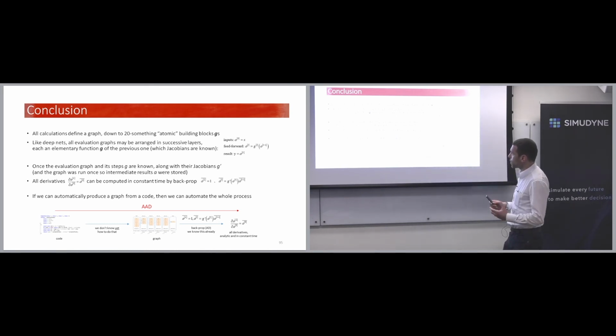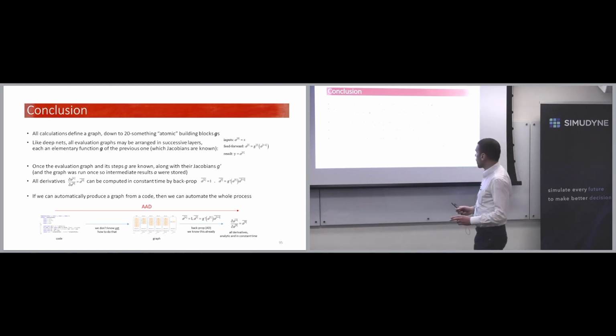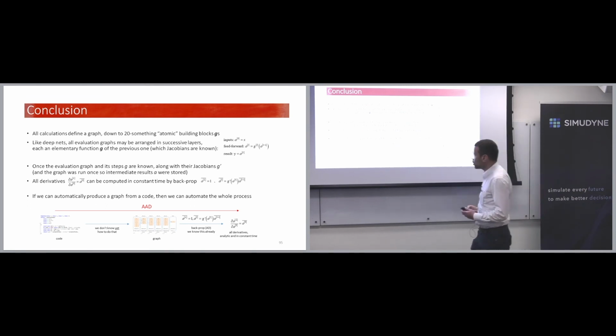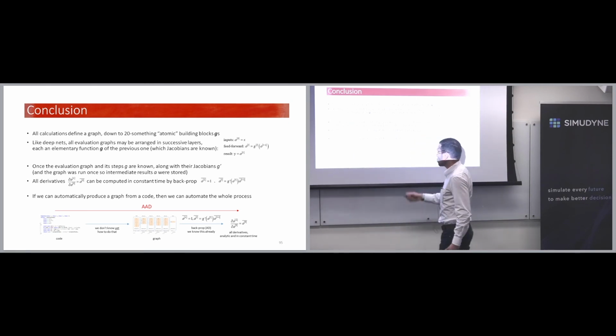So if we can automatically produce a graph from a code, we're done, right? Once we have an evaluation graph, all we have to do is to run this adjoint equation. We seed it on the final layer, and we can recursively calculate the adjoint of a previous layer, knowing the adjoint of the next layer. So we're pretty much done, but we still need, given a piece of code, to figure out an evaluation graph automatically. Now this bit, we don't know yet how to do.